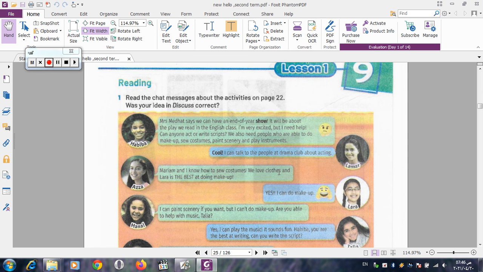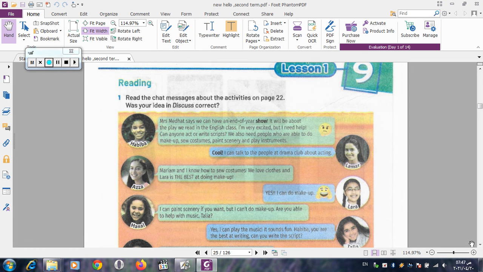And the most important point for me is to know these words. Show, I think you know show. To make something clear or to show something for someone. Cool. I can talk to the people at drama club about acting. We have here Maryam, and I know how to sew costumes. You know costumes, by the way, it's like clothes. We love clothes, and Laura is the best at doing makeup. Yes, I can do makeup for Laura.